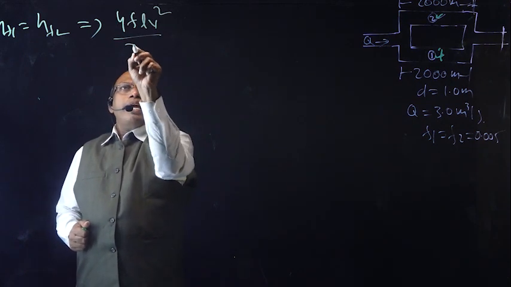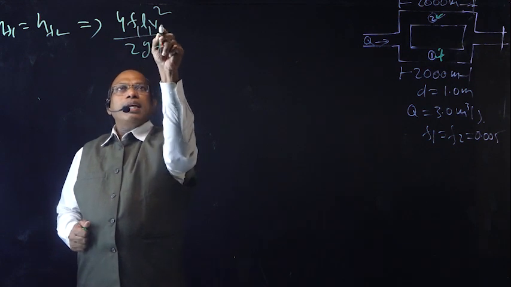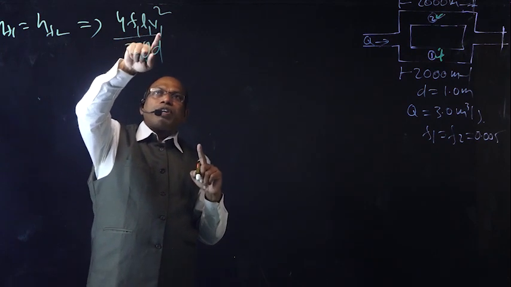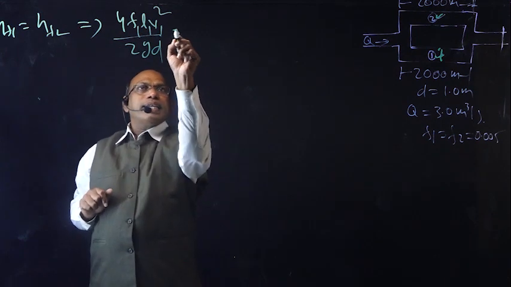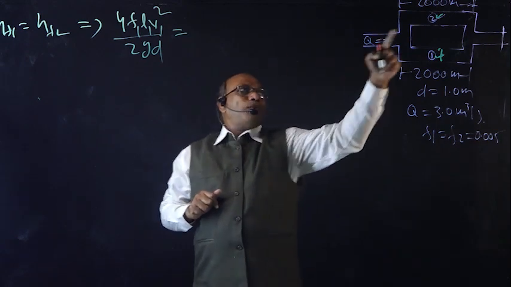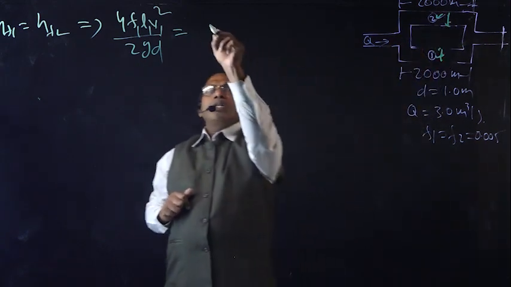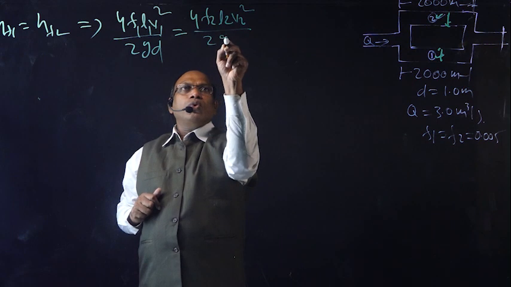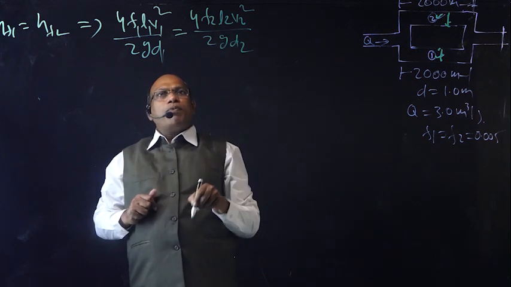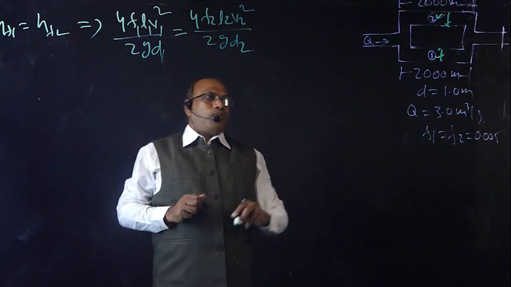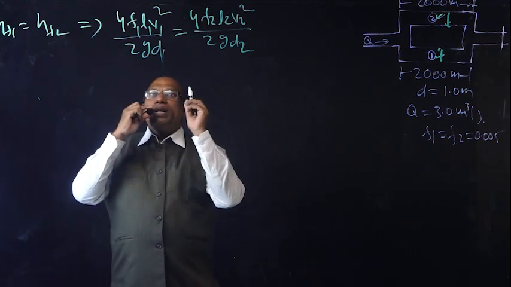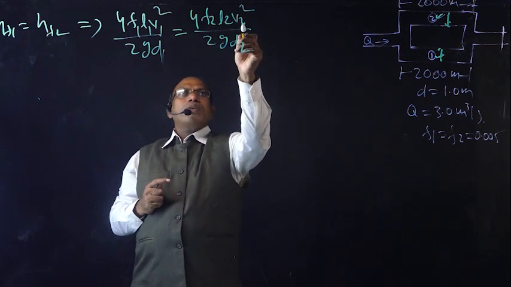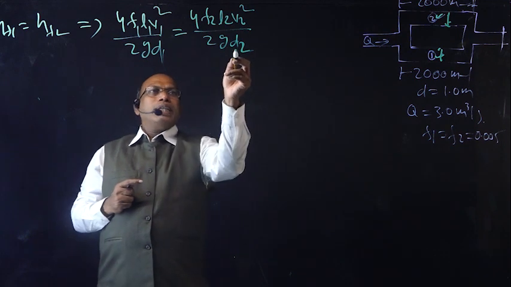4FLV square by 2GD. Head loss due to friction in pipe 1 is 4F1L1V1 square by 2GD1, that is equal to head loss due to friction in pipe 2, that is 4F2L2V2 square by 2GD2. This is D1, pipe 1; this is pipe 2, D2. Right? Now, 4F1L1V1 square by 2GD1 equal to 4F2L2V2 square by 2GD2.